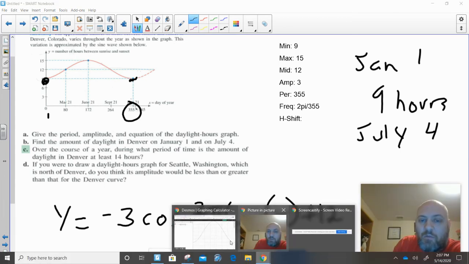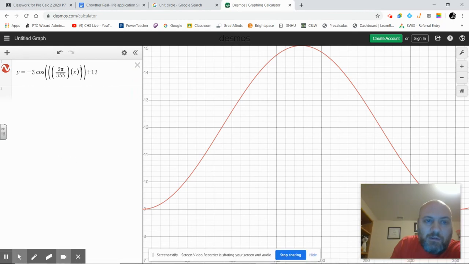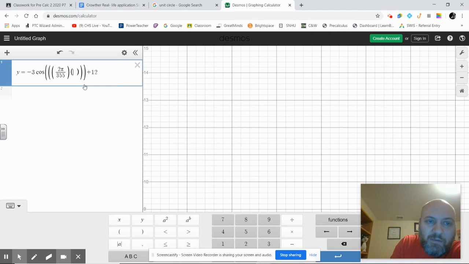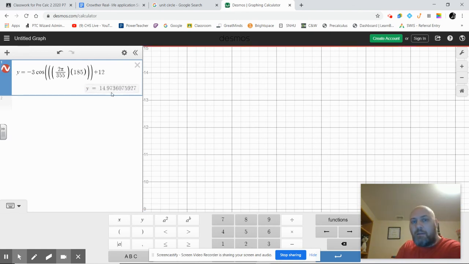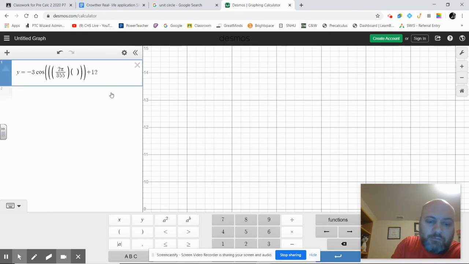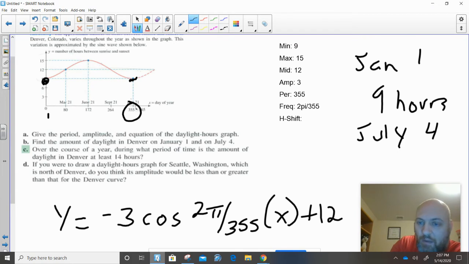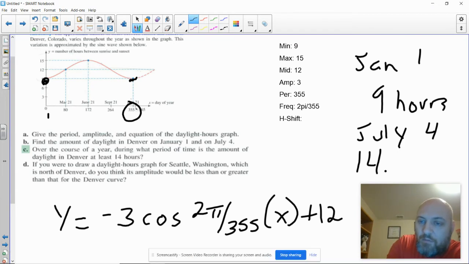So I'm going to zip over to Desmos, where I have my equation already in. And we said our X value is going to be 185. I see I'm going to have 14.9 hours of daylight, or 14.97. So on July 4th, 14.97 hours of daylight.